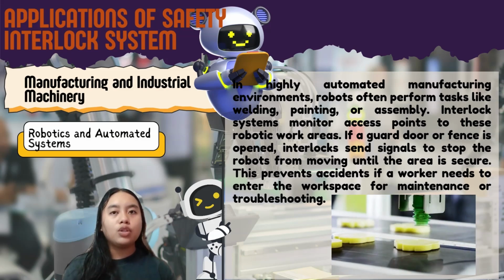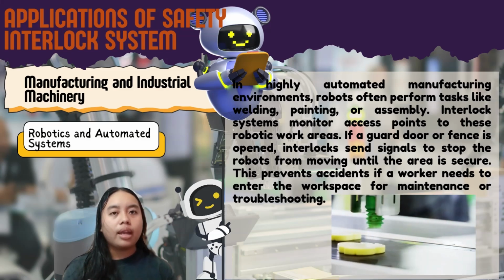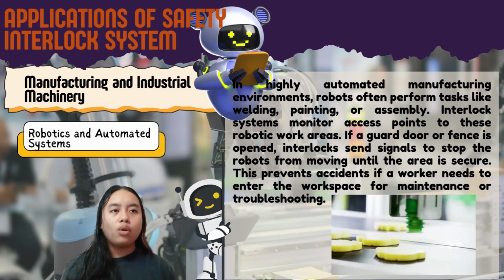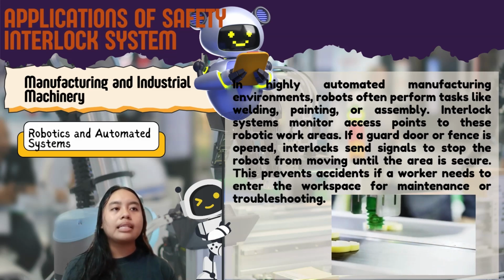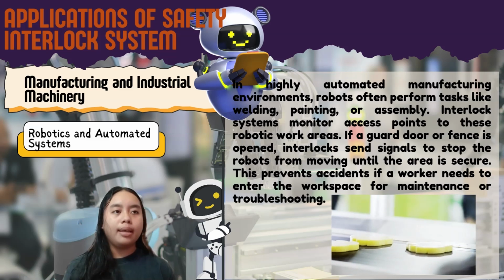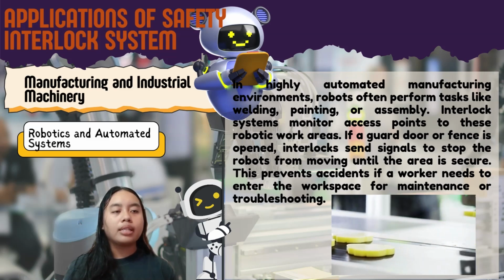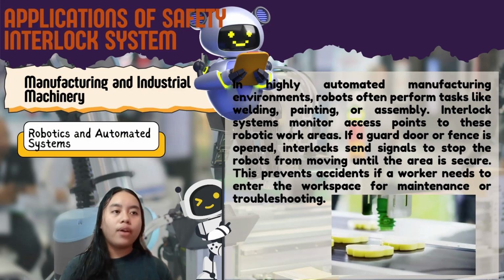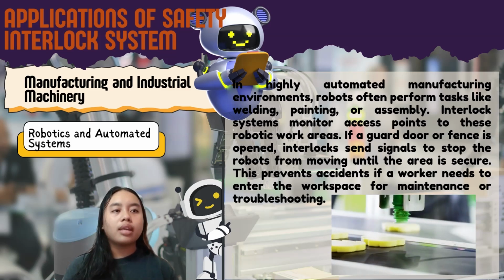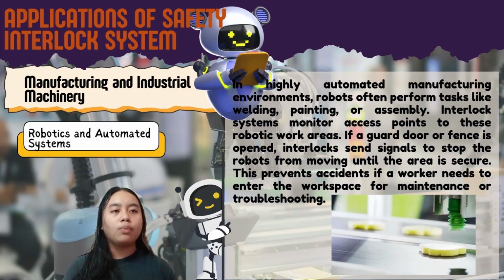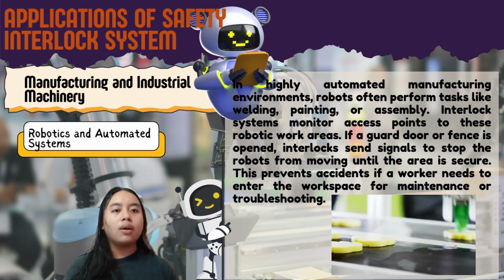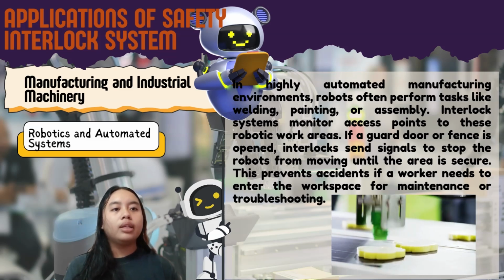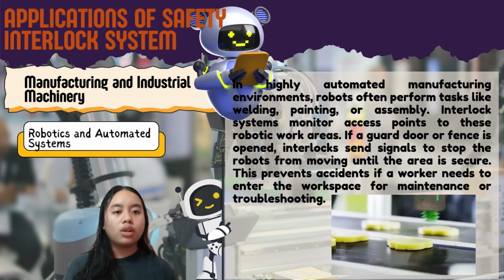Manufacturing and industrial machinery, robotics and automated systems. In highly automated manufacturing environments, robots often perform tasks like welding, painting, or assembly. Interlock systems monitor access points to these robotic work areas. If a guard door or fence is open, the interlock sends a signal to stop the robot from moving until the area is secure. This prevents accidents if a worker needs to enter the workspace for maintenance or troubleshooting.